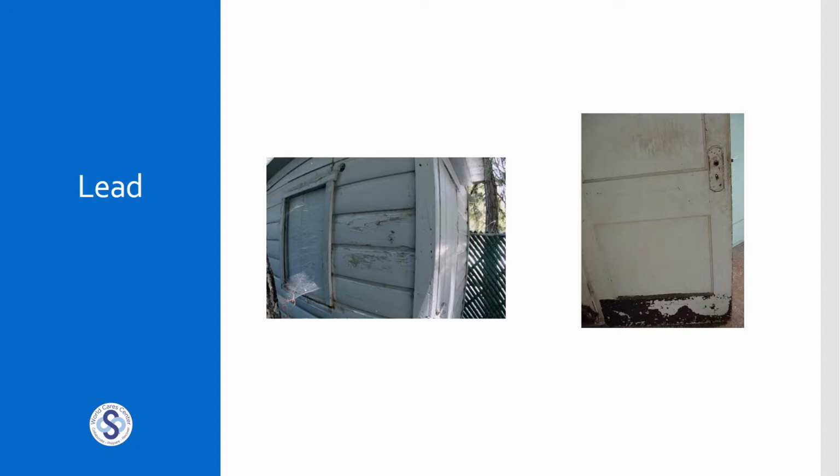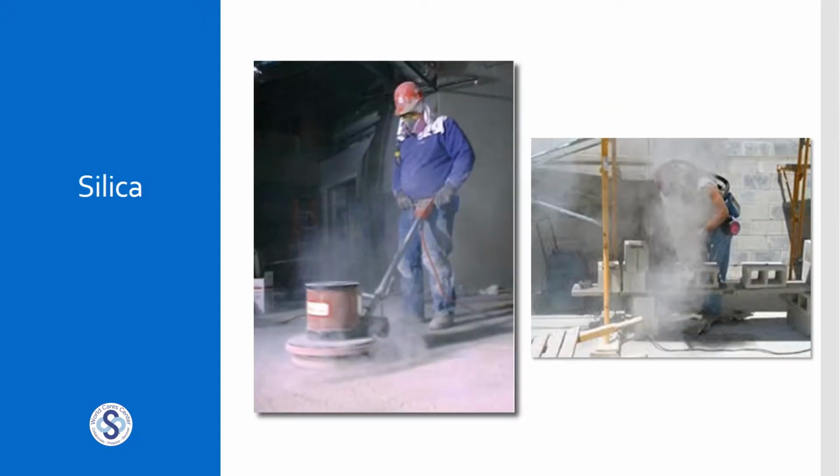Lead is a hazard when inhaled or ingested and can be found in paint and in piping. It is when the paint or pipes are sanded or grinded and becomes airborne that it is a hazard. Silica is the grinding of things like cement or anything that contains gypsum. Again, this is an inhalant hazard.